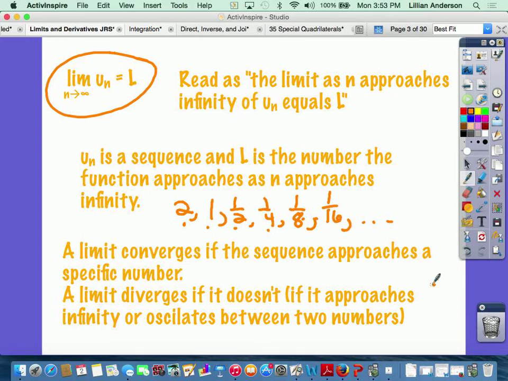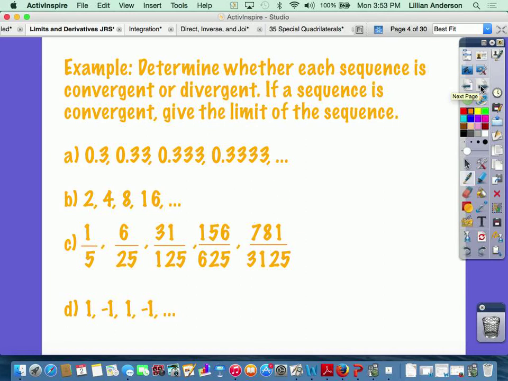A limit diverges if it doesn't. In other words, if it is approaching infinity as you go through the sequence of numbers, or it oscillates between two numbers. Oscillating means that it goes, say, 2, then -2, 2, then -2, continuously. In that case, there's no particular pattern, just going back and forth between 2 and -2. All right? So if you look at these examples here, pause this video so you can get it down.